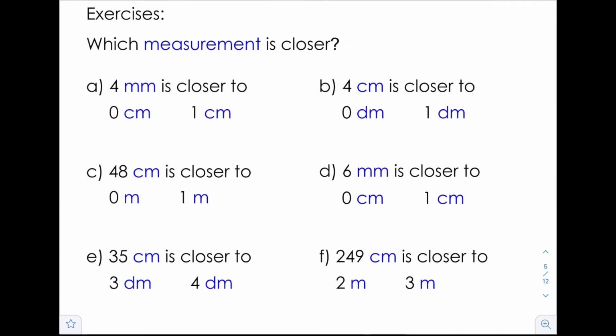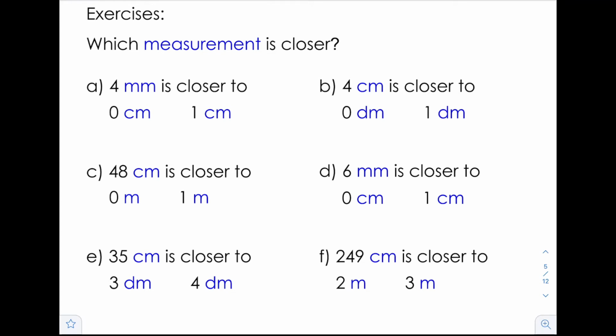Which measurement is closer? We have to be really careful about looking at the units here. We have all sorts of different units: millimeters, centimeters, decimeters, meters. So let's be really careful. Go ahead and try these out. Come back when you are ready.